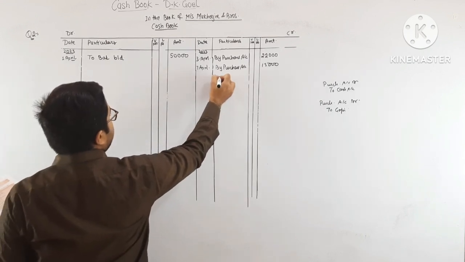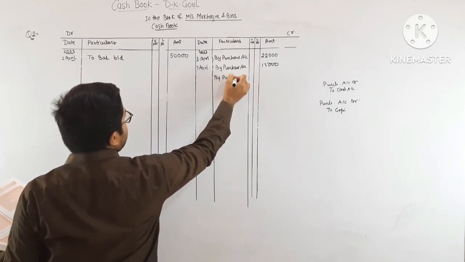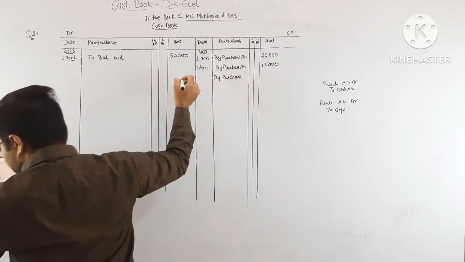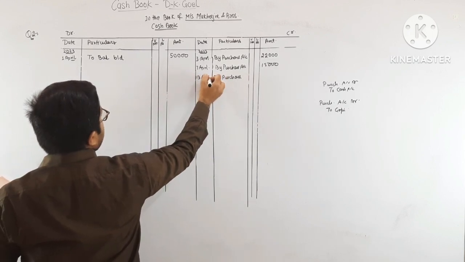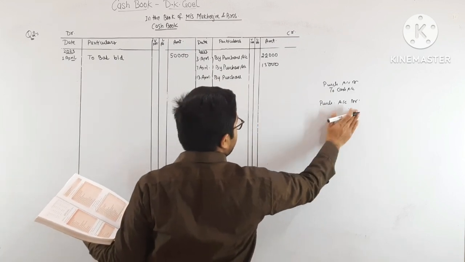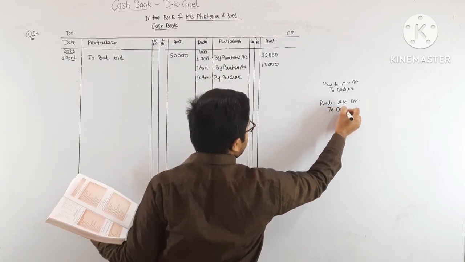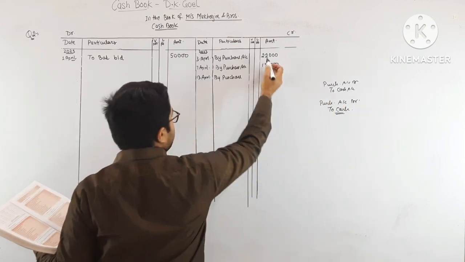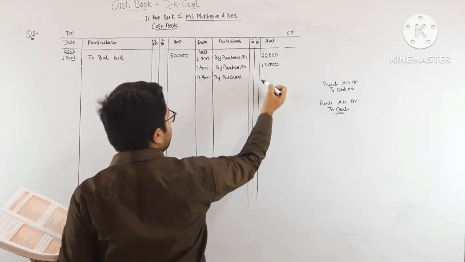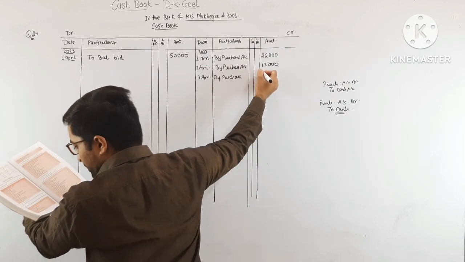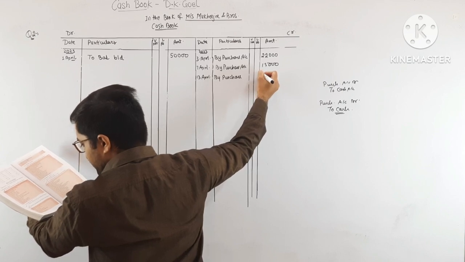So by purchase, 13th April. What will be the entry? Purchase account debit to cash. Okay, cash is in the credit column, so it comes to the credit, and we will write by purchase account and the amount will be 10,000.